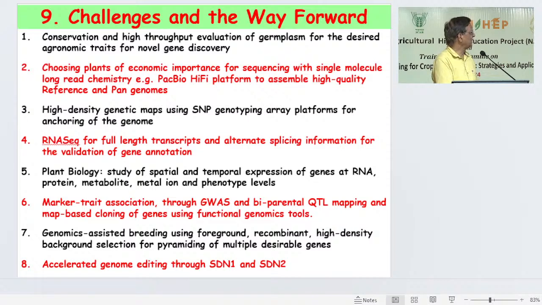First thing is the conservation and high throughput evaluation of germplasm, because germplasm resources are very important. If you lose it, like I have showed in rice, then if the germplasm is not there, the gene is also not there, then all the techniques will be kept on the shelf, because germplasm is the primary material on which you will be working. So we need to conserve it and then evaluate it so that it can be utilized and not kept only in the chest. Then the prioritization has to be done.